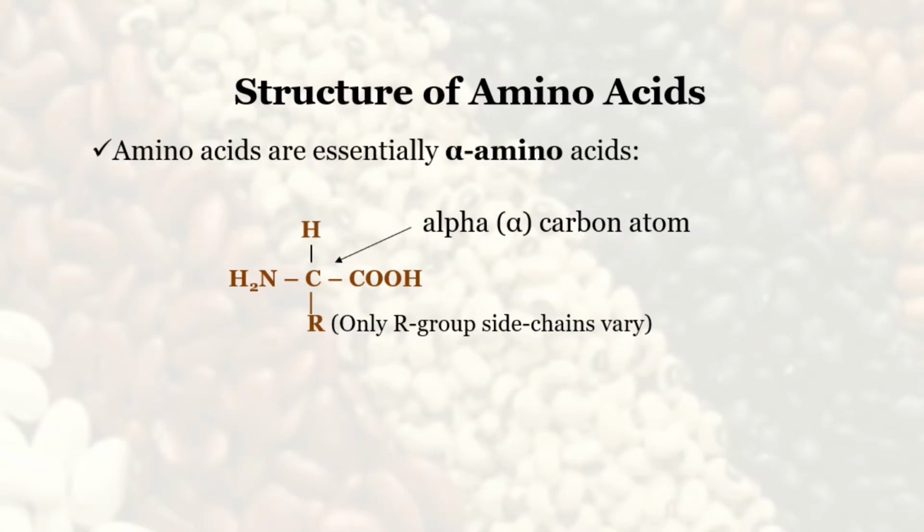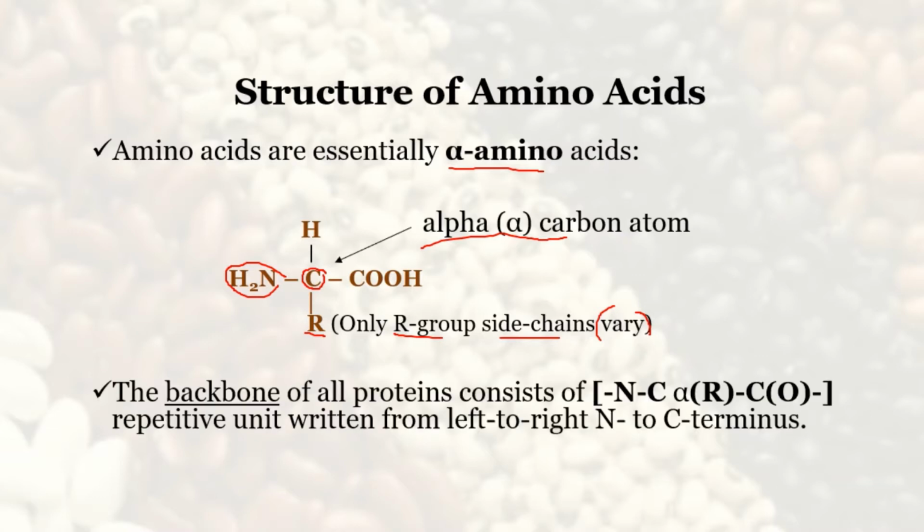Generally, the amino acids that exist in nature are alpha amino acids, where the structure has one carbon where we have the attachment of the amino group, and this carbon is what we call the alpha carbon. And this is what we call the R group, the side chain, that differentiates one amino acid from the other, because the rest of the structure is the same. So the backbone of a protein will consist of the amino group, the alpha carbon that is attached to an R group, and then the carboxyl group, and then again we start with the amino group, and so on and so forth.